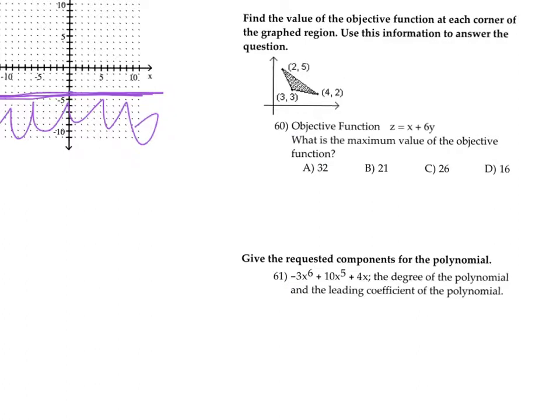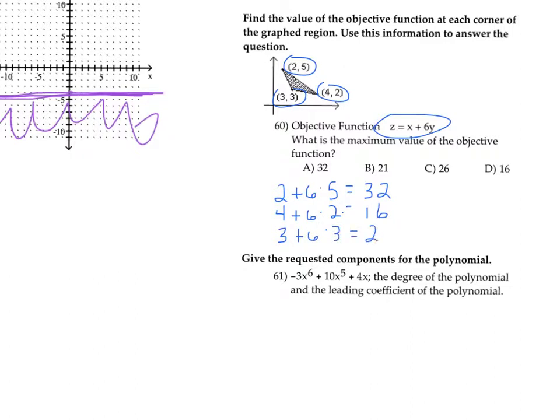So for 60, we take each of these points, which are x's and y's, and we plug them in for z. So like this 2, 5, which is a point, you do 2 plus 6 times 5, and you get 2 plus 30, which is 32. Then we do 4, 2. So 4 plus 6 times 2, so that gives us 4 plus 12, which is 16. Then you do 3, 3. So 3 plus 6 times 3 is 3 plus 18, which is 21. And you're looking for the maximum value of those three, which is 32.